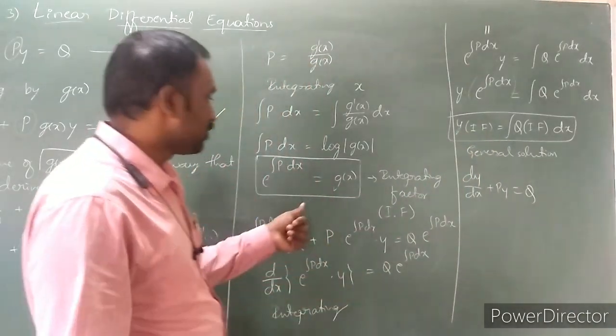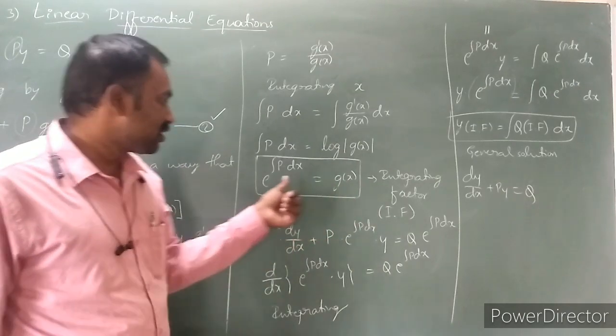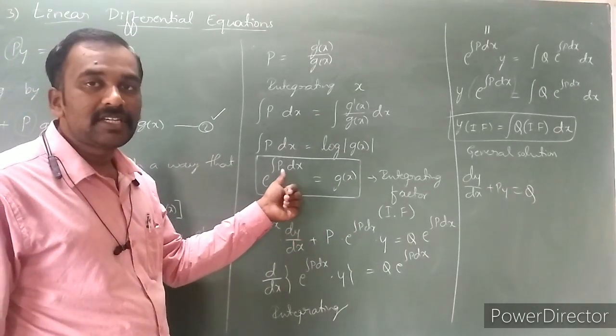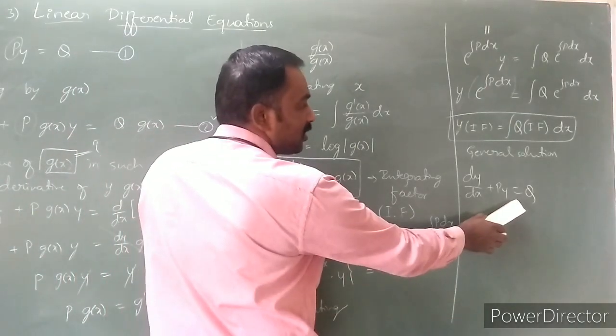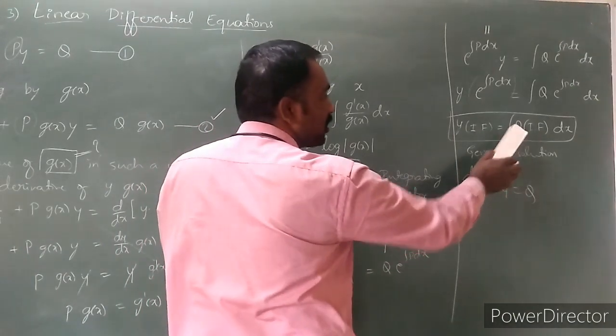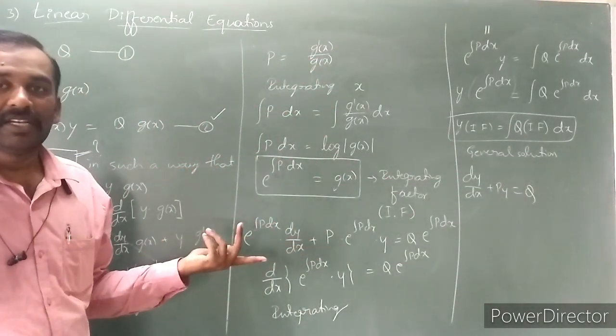Integrating factor, we already know the integrating factor. What is that integrating factor? g of x. How do we get the g of x? e power integration of p into dx. What is the p? p is the y coefficient. Replace that y coefficient. Integrating factor we will get, is equal to q, which is nothing but the right hand side value. Integrating, we will get simply the answer.